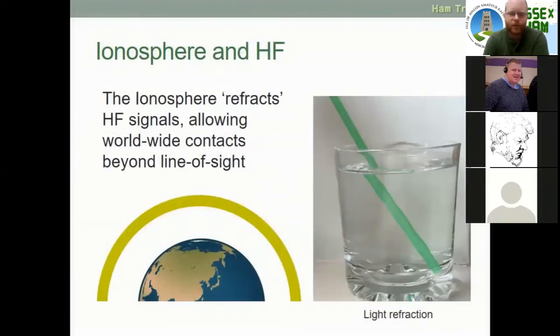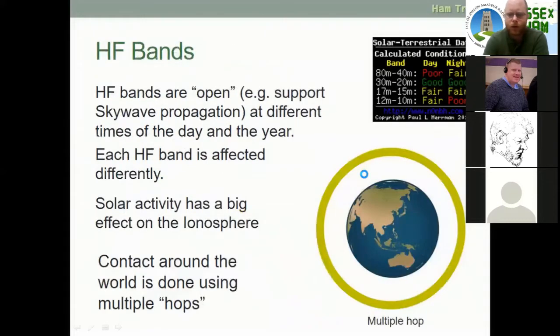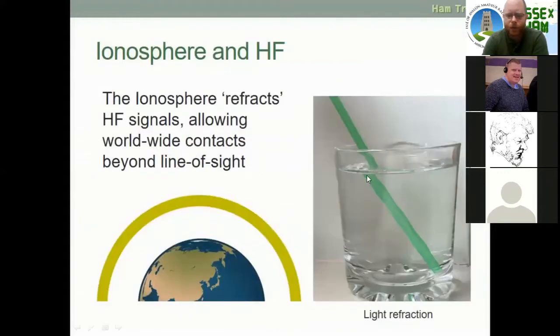So talking of refraction, we've got a visual representation of light refraction going on, where we know the straw coming into the glass is straight, but because of the water within the glass, the light coming in is being bent. So we don't see the straw as being straight. HF signals are also refracted off the ionosphere, and this allows us worldwide contacts that go far beyond the line of sight.